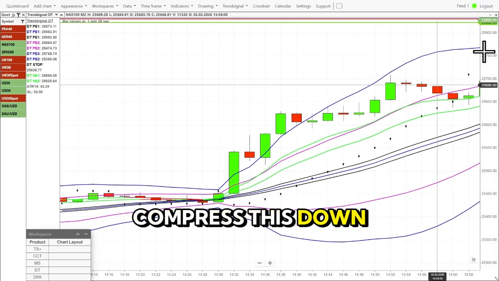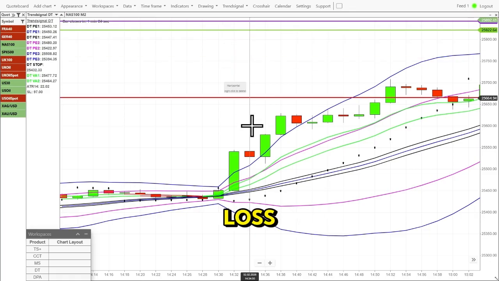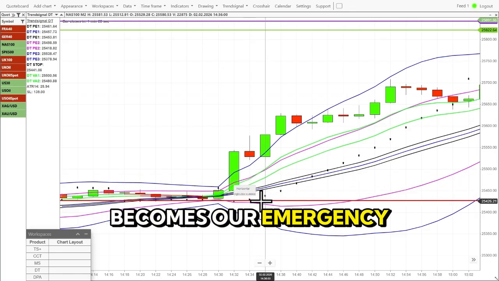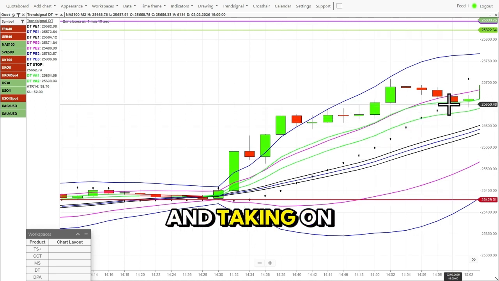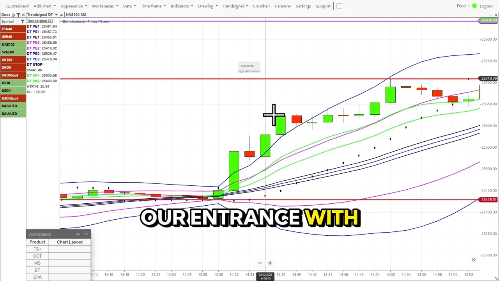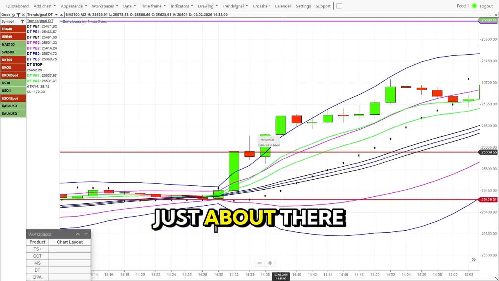I'm just going to compress this down a little bit to rescue my lines. So we use the red line for our stop loss. Our black arrow becomes our emergency exit. This ratchets over time as the trade continues, locking in profit and taking on risk and making sure you're not being too greedy. We then have our entrance with the green line, which, as I say, is on the close of the candle, just about there.